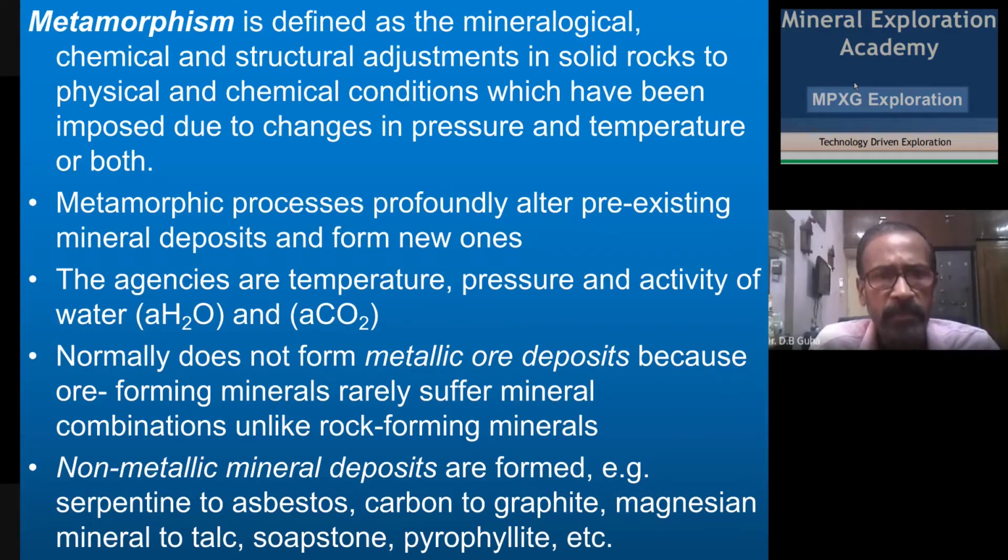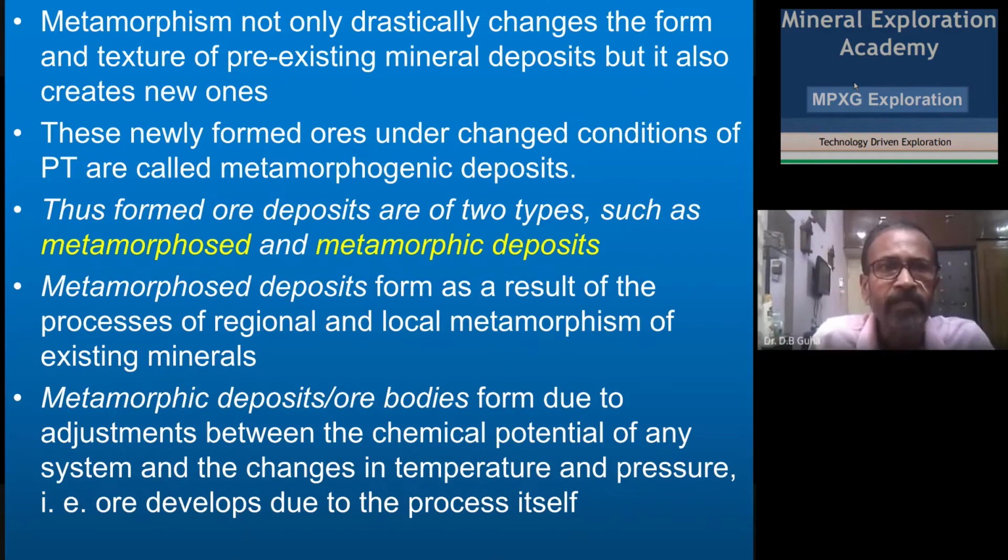Normally, metamorphism does not form metallic ore deposits because ore forming minerals rarely suffer mineral combinations, unlike the rock forming minerals which change due to the PT condition change in a paragenetic sequence. Like one paragenesis changes to another paragenesis because of reactions between two individual minerals or three individual minerals. So metamorphism not only drastically changes the form and texture of pre-existing deposits, but it also creates new ones.